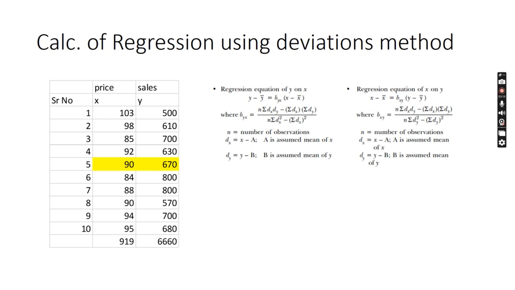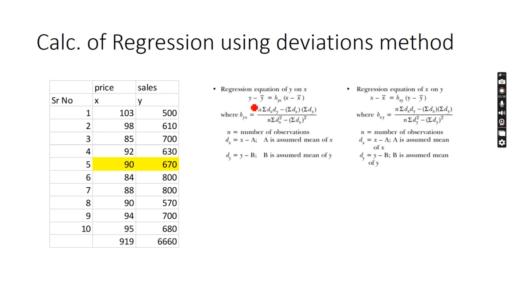To calculate, we have two equations, y on x and x on y. So maybe in the university, the question might be, obtain the lines of regression. So that question would have two parts, a regression equation y on x and equation x on y. Now we will first look at the regression equation y on x. The equation is mentioned here.